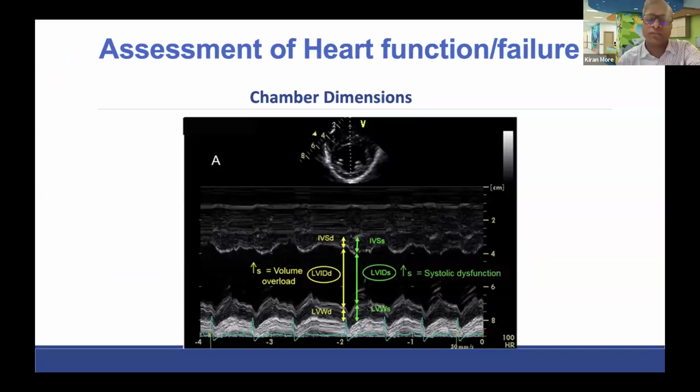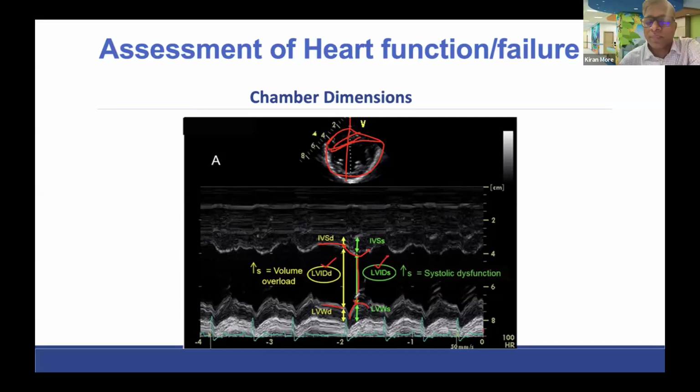This particular view is a short axis view where you have a LV, and then you have a septum here. Septum is here. And then you have a RV on the top. And then the M mode is done across both the chambers. And then what you do is basically you compare your left ventricular internal diameter in diastole, which is the widest diameter, which is this. And then you compare the left ventricular internal diameter in systole, LVIDS, which is during the contraction. So the diameter between this.